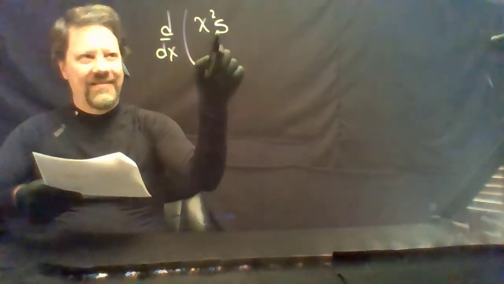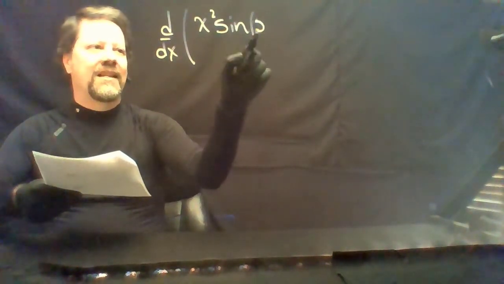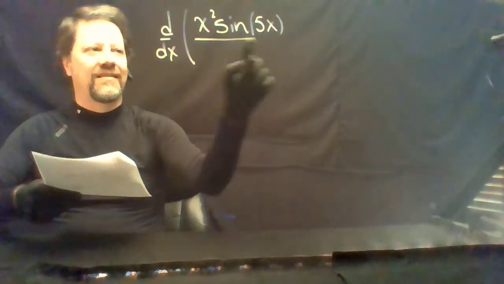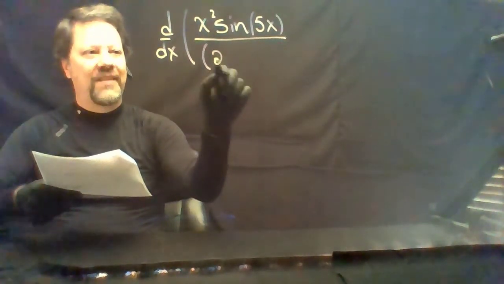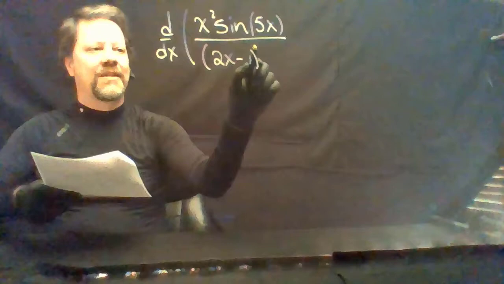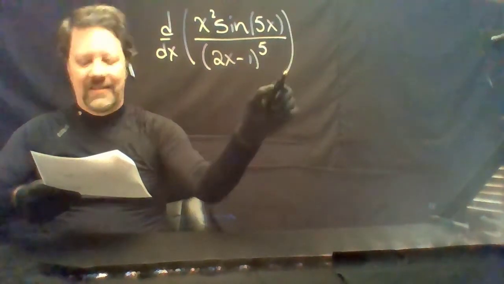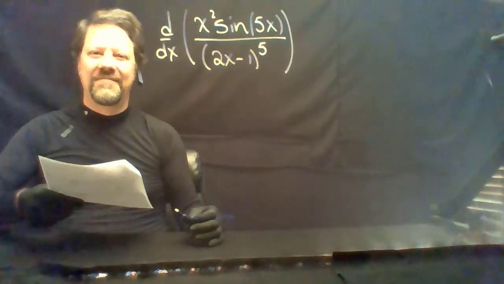For our next problem, we're calculating the derivative of x squared times the sine of 5x, divided by the quantity 2x minus 1 to the power 5.